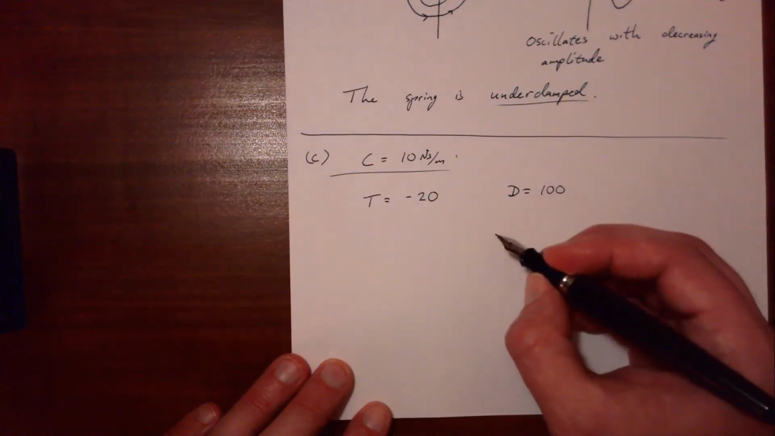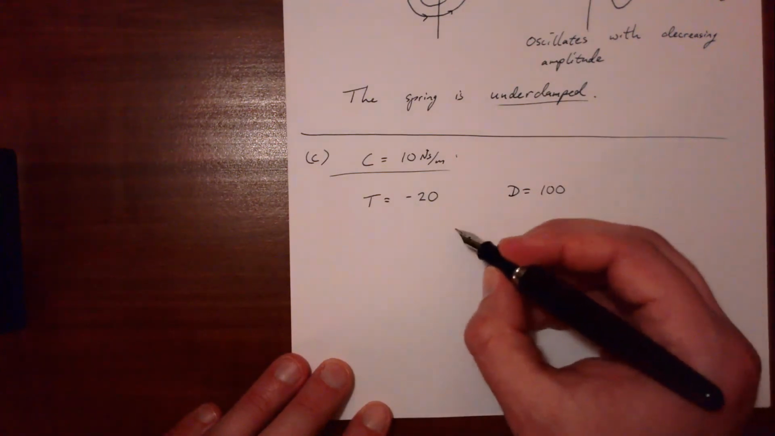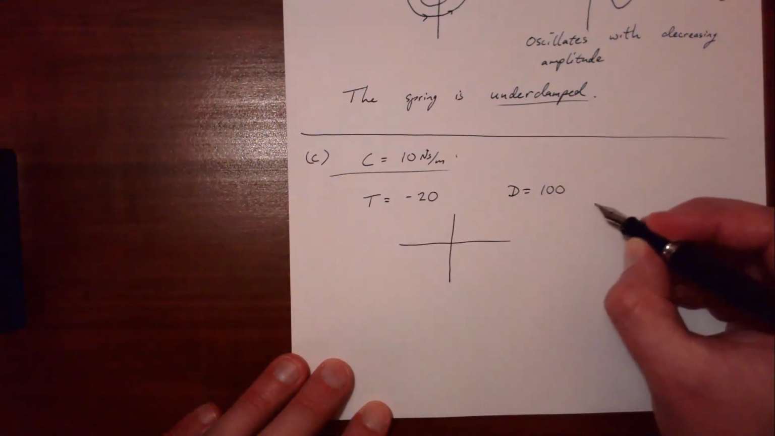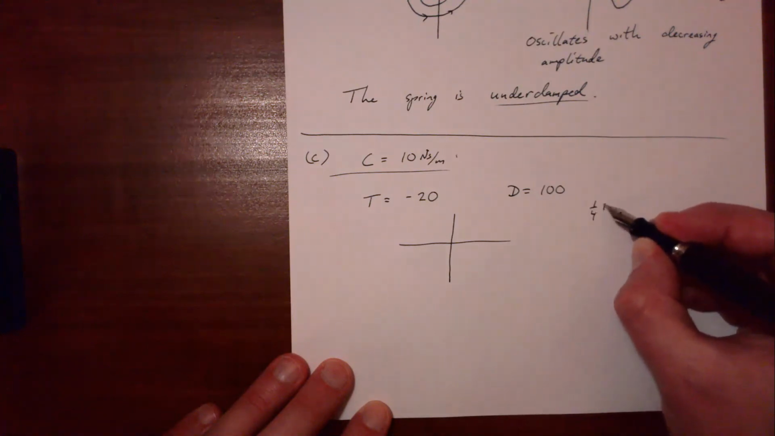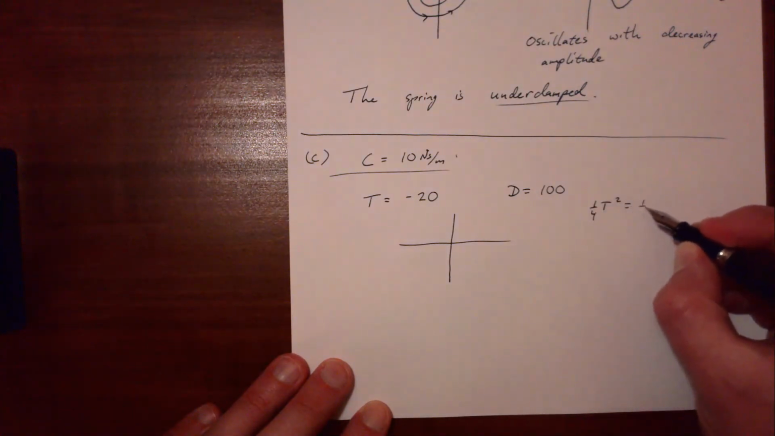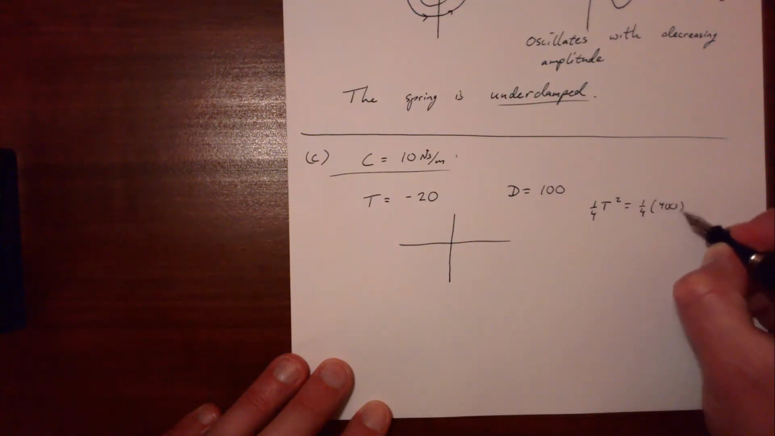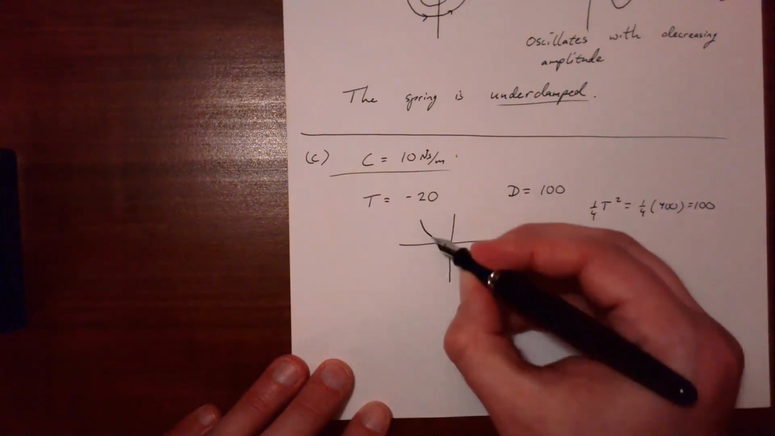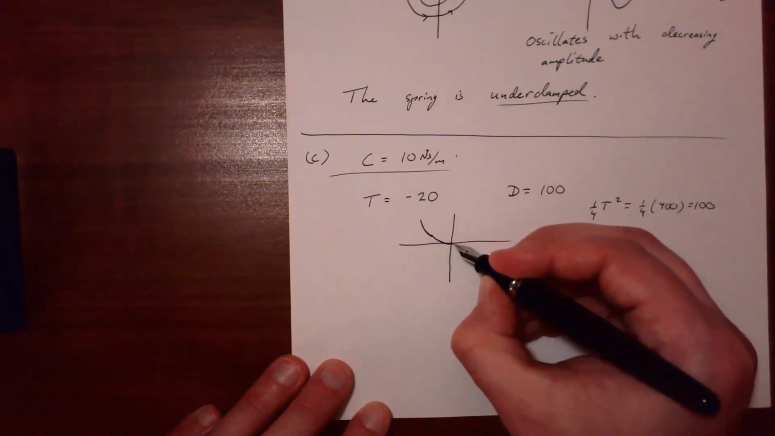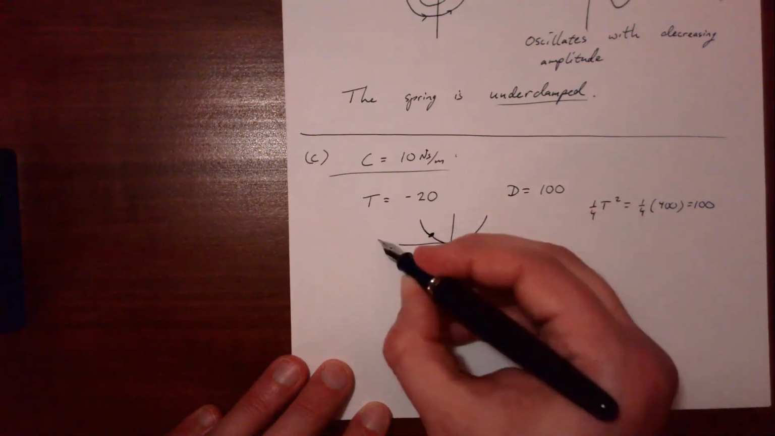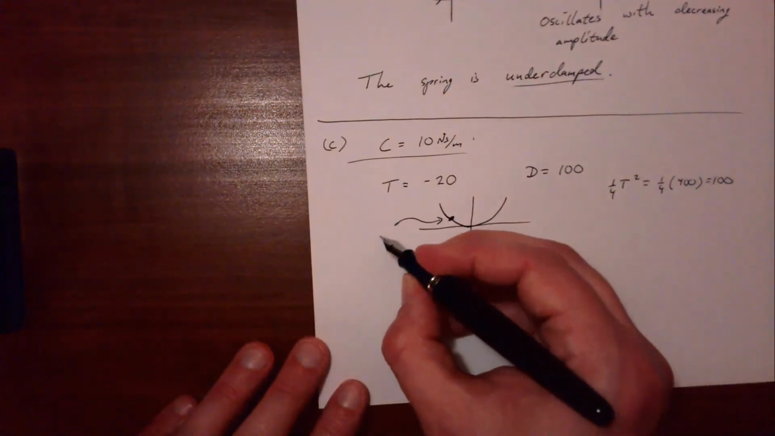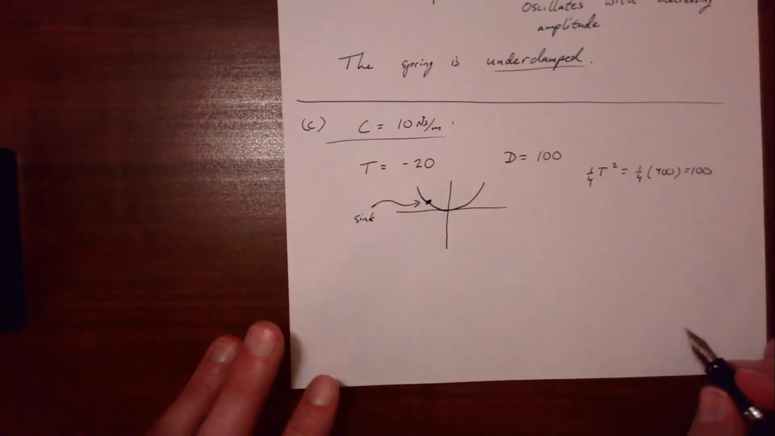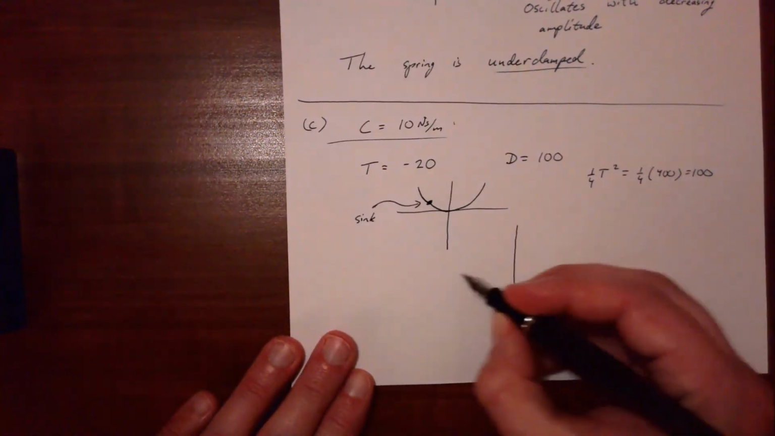And now, if I look at the situation here, so 1/4 t squared is actually going to be 1/4 times 400, which equals 100. So that means we are exactly on the parabola. And that means that we have a sink. We have a sink, and it's the sink that almost spirals, but doesn't quite.